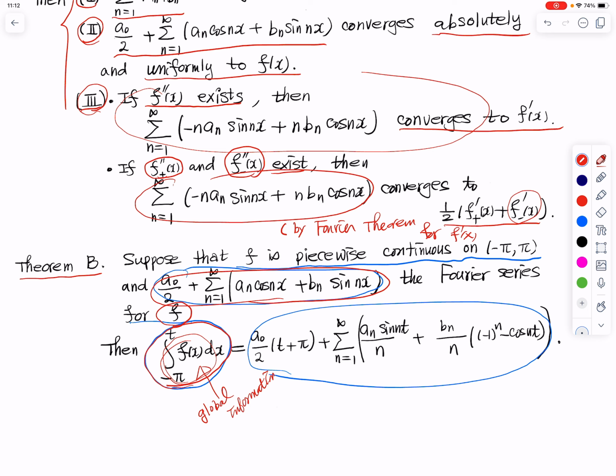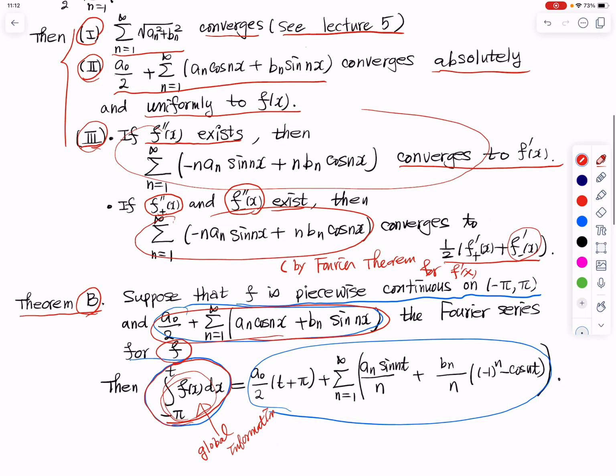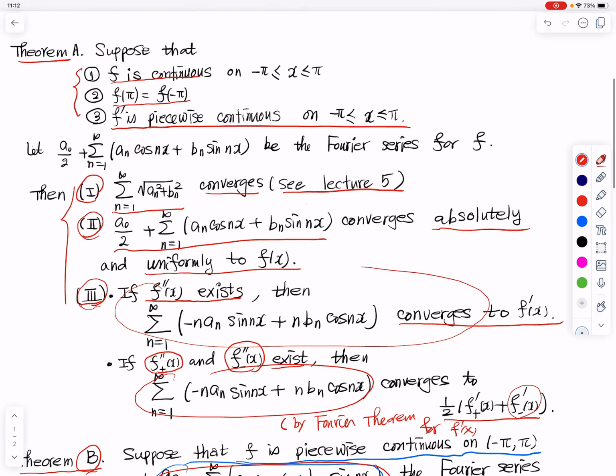So I can say that in theorem B, globally, f of x and the Fourier series are the same, so that I can interpret it like this. Anyway, we are going to prove these two theorems today.